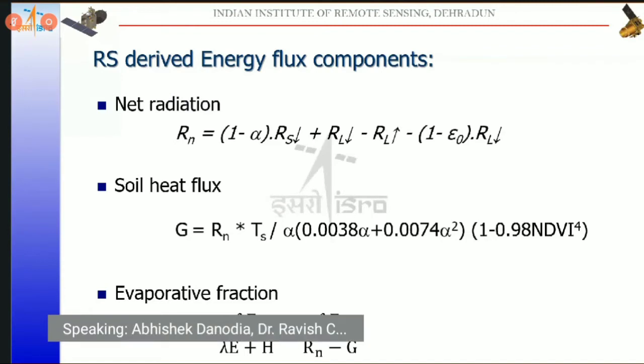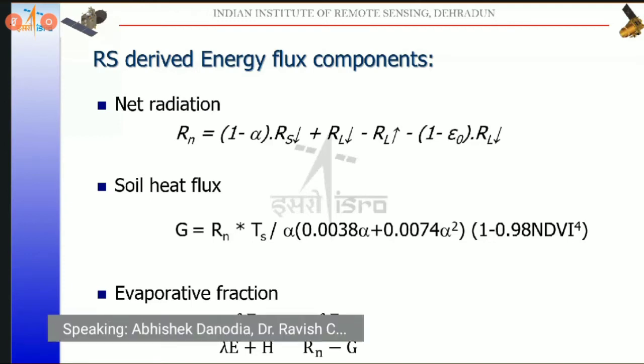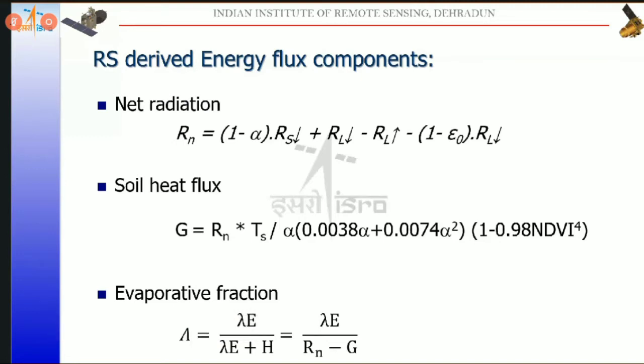As the formula is defined, the incoming shortwave can be computed using the solar constant, the viewing angle or zenith angle, and the atmospheric transmissivity, while outgoing longwave radiation can be calculated using the Stefan-Boltzmann equation, as we already know this law of physics, using the temperature value of the surface as well as the air. Then the next formula is soil heat flux.